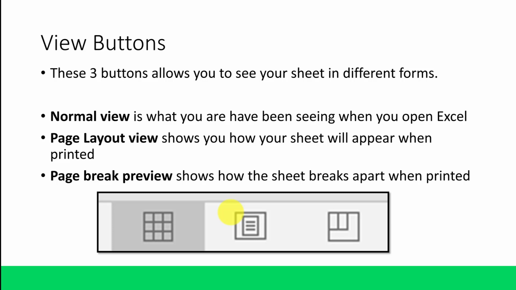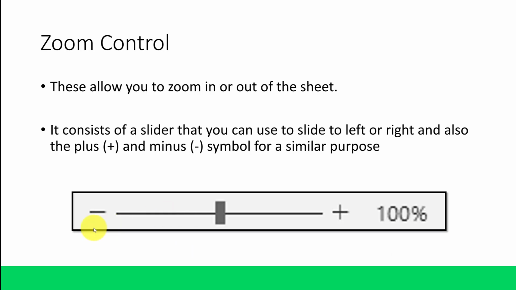You realize that the spreadsheet is continuous, but if you are going to print it, you won't get the size of a paper to be that continuous for 1,000,000 and something rows to be captured there. For that matter, there are definitely going to be breaks, and the page break preview shows you exactly where your page is breaking. Then the zoom controls, as I mentioned, allow you to zoom in and zoom out. So you can use this slider and you can use the plus and minus.